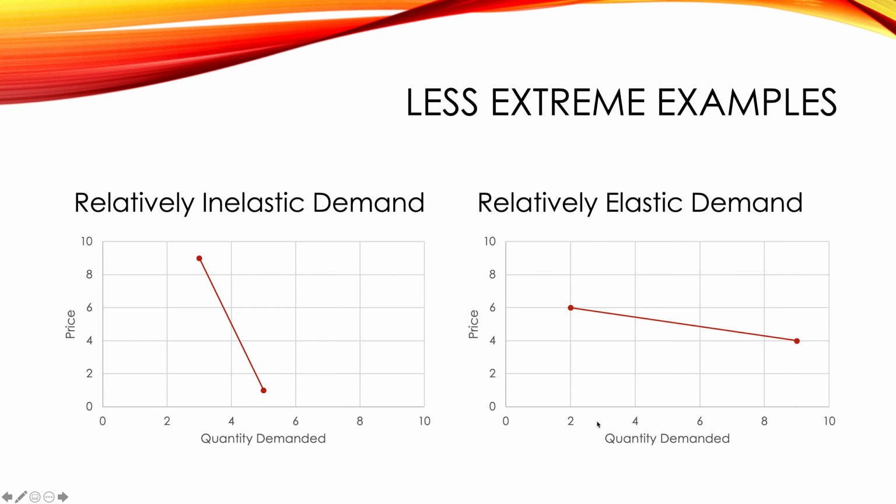On the graph on the right, a relatively elastic demand is very shallow. Let's look at the price change here. Let's imagine we started at $4 and the price rises to $6. That decreases quantity demanded from 9 all the way down to 2. So a tiny rise in price caused a huge change in quantity demanded. So as a general rule, the steeper the demand curve is, the less elastic the demand is. The shallower the demand curve is, the more elastic the demand.